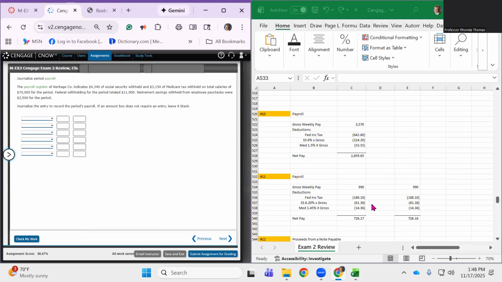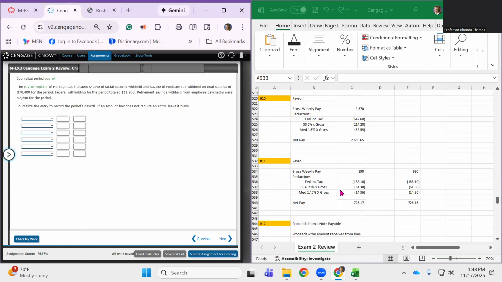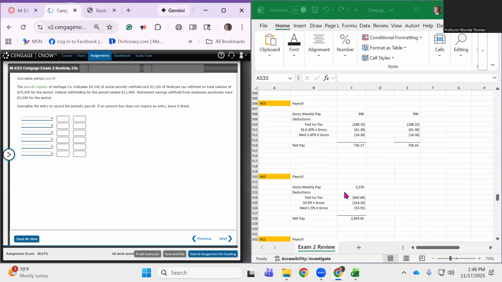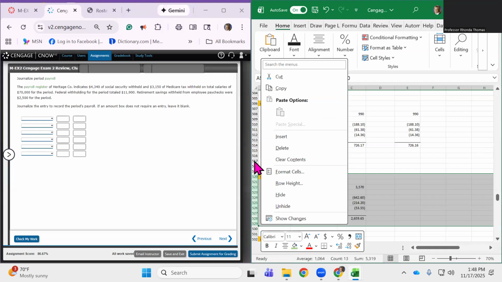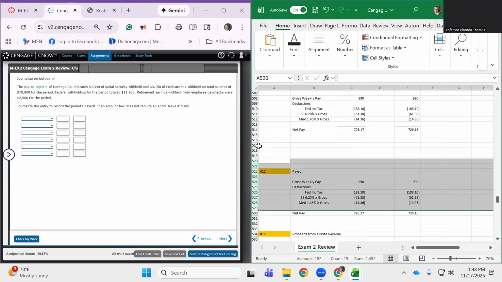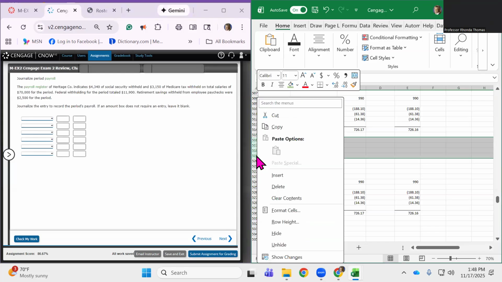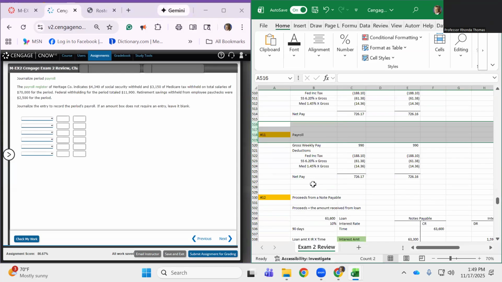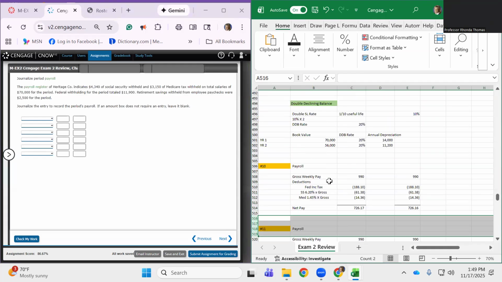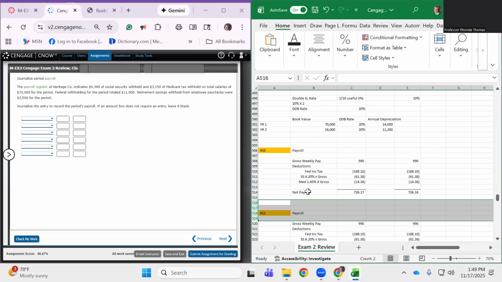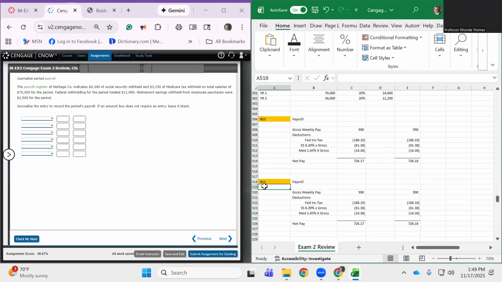Oh, okay. Oh, I thought that was going to work. Well, I guess not. Oh, yes, it is. Sorry for all the trouble. I need this as number 11. So this payroll actually gets keyed in as number 10. Oh my goodness.